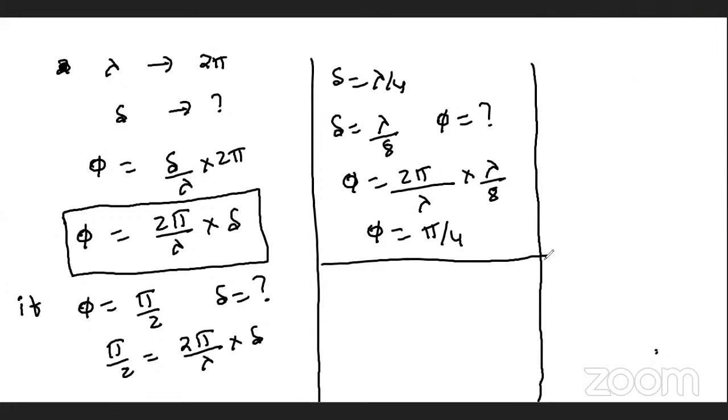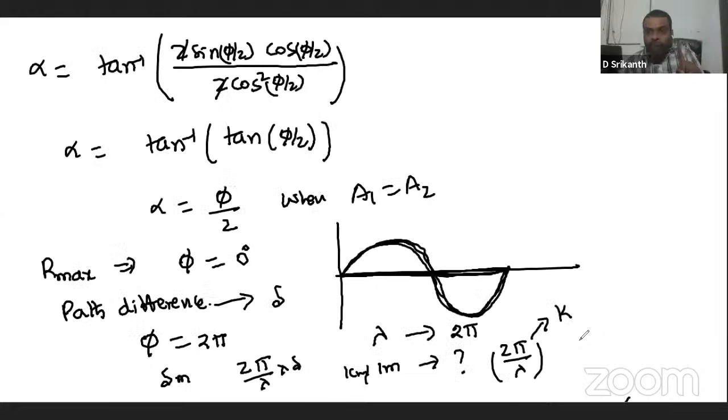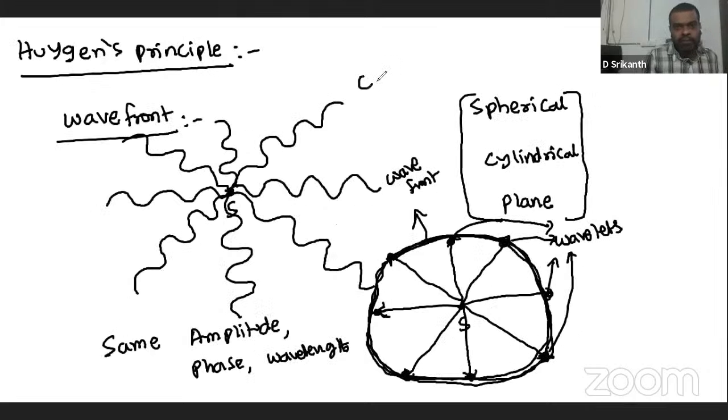Till here, please remember. The same conditions we will use to find the conditions for interference, that is constructive interference and destructive interference. Remember the relation between phase difference and path difference: 2 pi by lambda into delta. Till up to here, please remember, and we will continue in the next class.